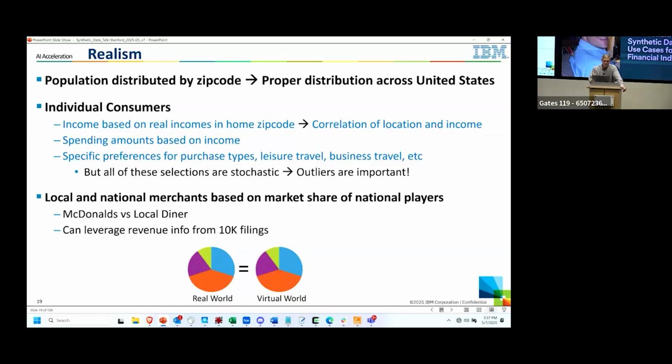We also model national merchants, like say McDonald's versus your local diner, and we try to apportion things appropriately based on, say, 10K filings. So how much of the fast food pie, so to speak, is taken by McDonald's and how much is taken by local diners.